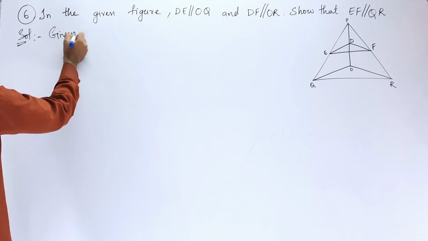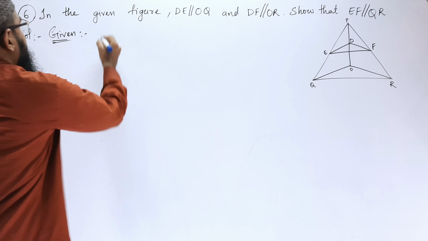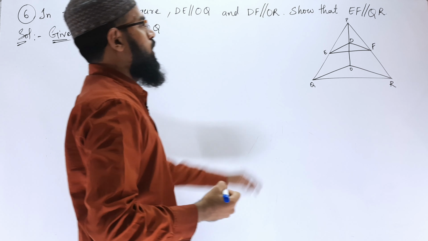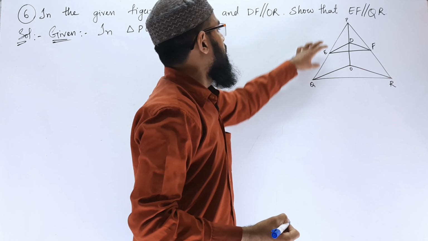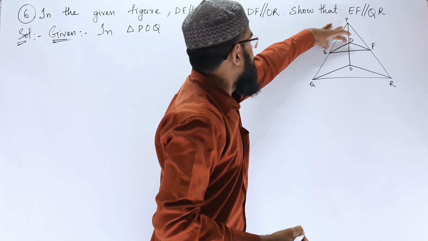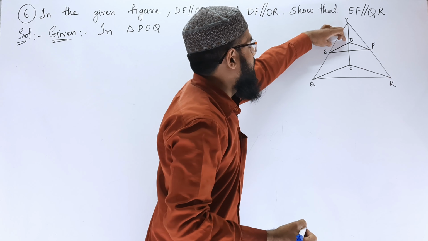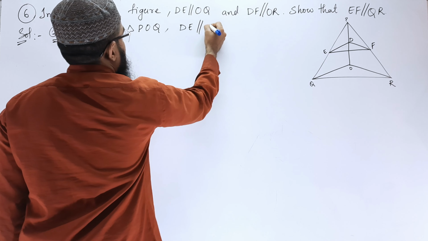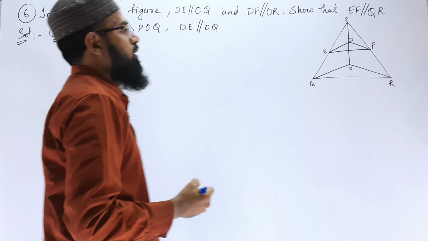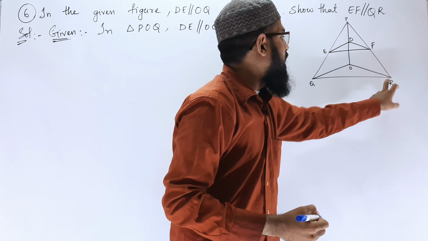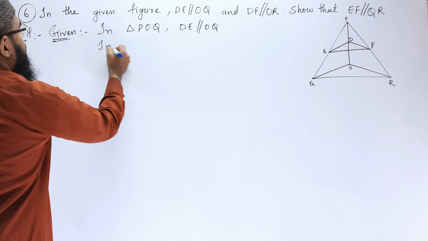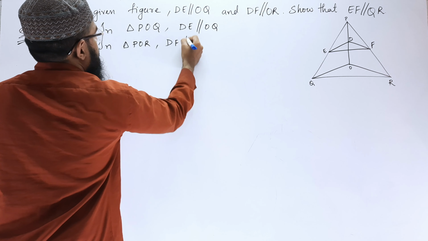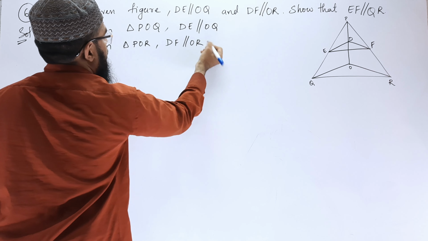Let us write given. So what is given? In triangle POQ, it is said that ED, or you can say DE, is parallel to OQ. And in triangle POR, DF is parallel to OR.